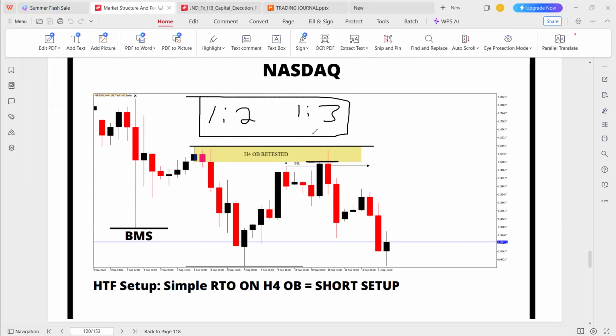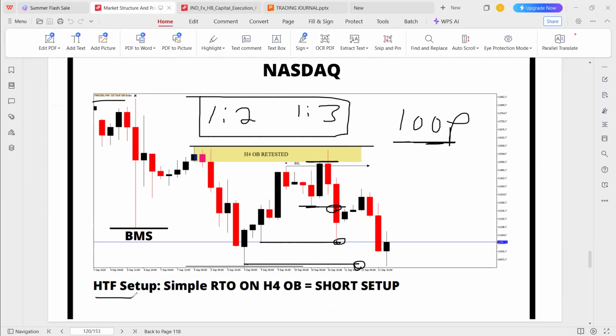I also go for 100 points minimum if I'm trading indices like your Nasdaq, Dow Jones, S&P 500, German 40. I usually try to target a minimum of 100 points, or you can target the last lows if you're selling, which you can see. So here we've got a low, here we've got a low, here we've got a low. So these are all areas where you can simply target as you take profit.